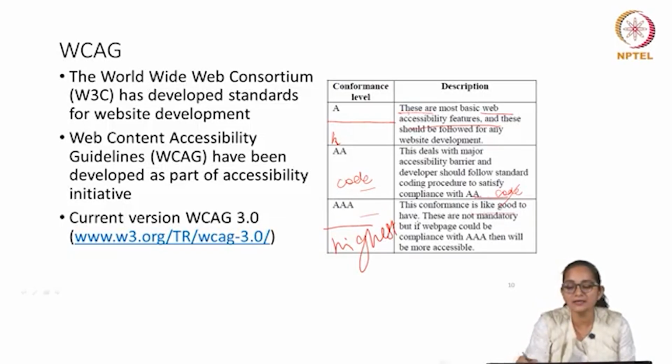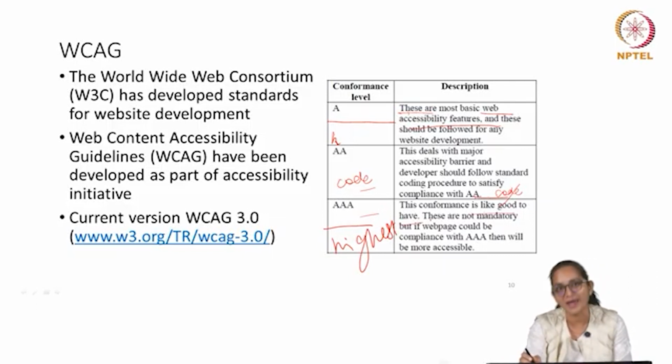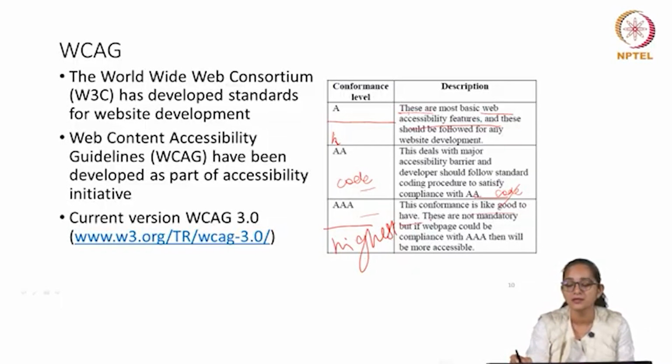AAA conformance is like a good to have. If it is there, it will enhance the usability for people with special abilities. It is not mandatory for the website to be compliant with AAA, but if it is there, it will be more accessible.